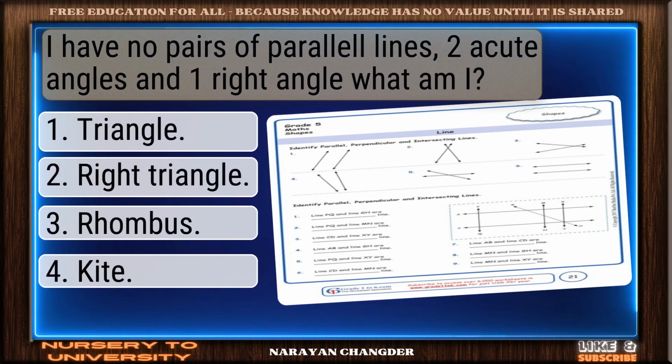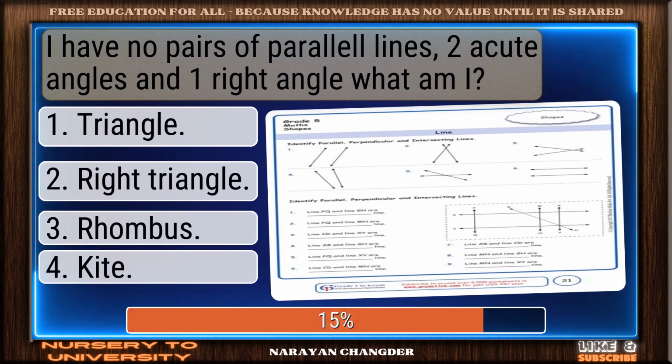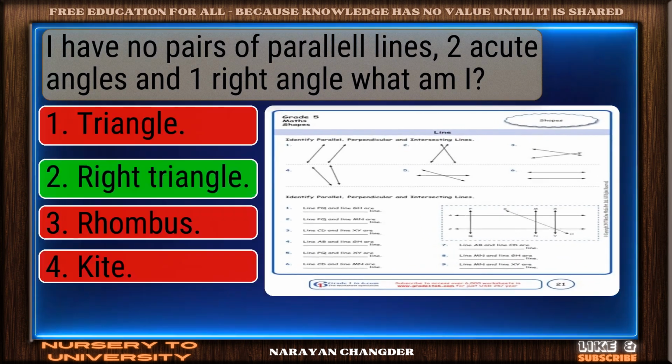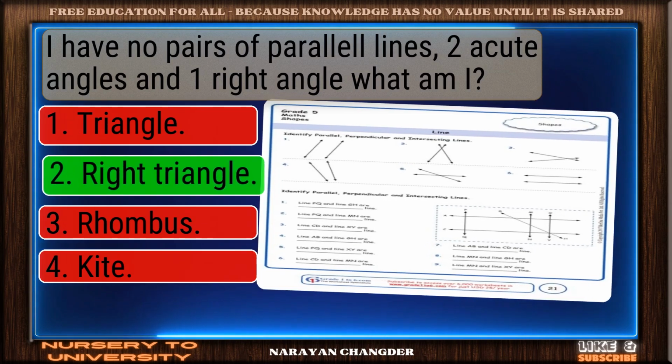Question number 61. I have no pairs of parallel lines, 2 acute angles and 1 right angle. What am I? Well picked. Right triangle is the correct answer.